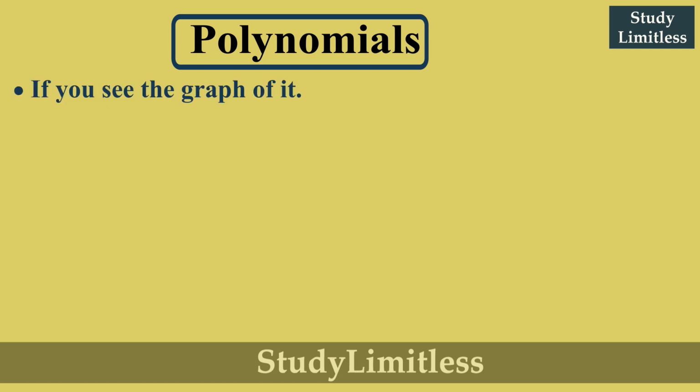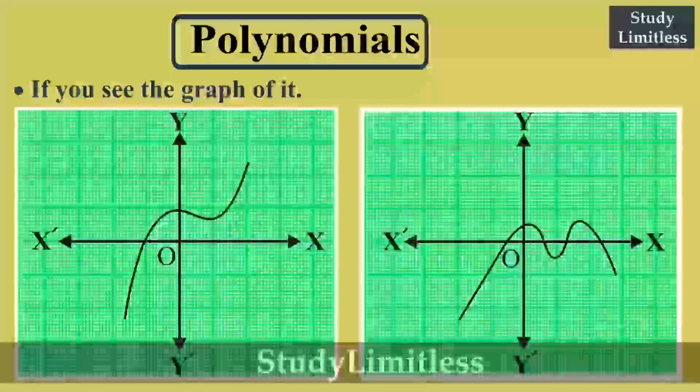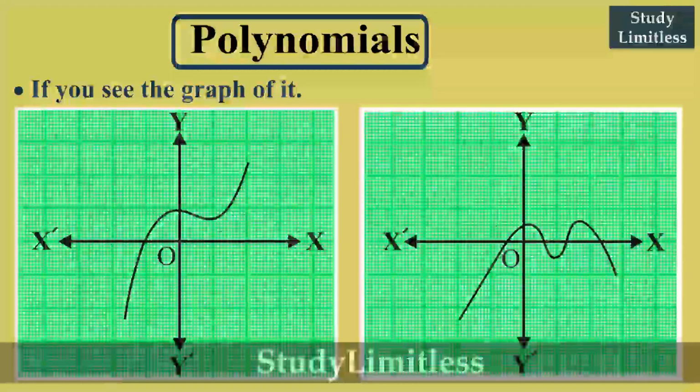If you see the graph of cubic polynomials, it is always drawn like this, zigzag. This can be defined in these types.